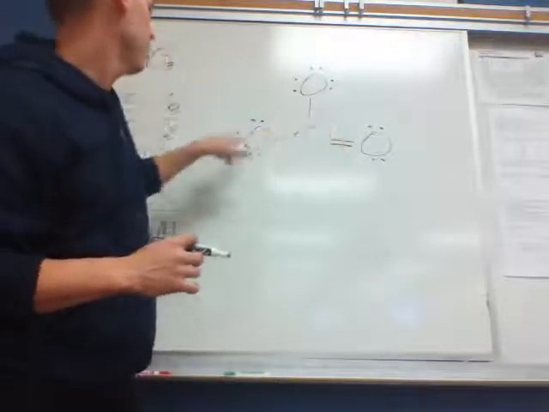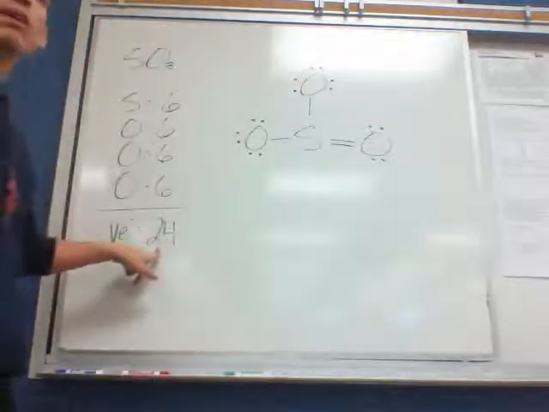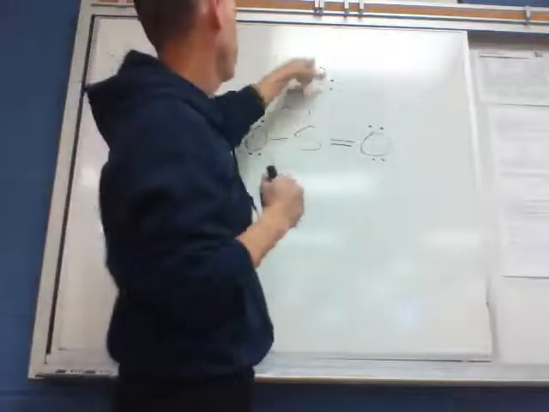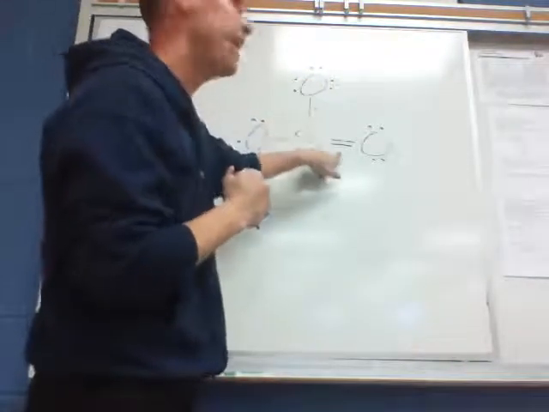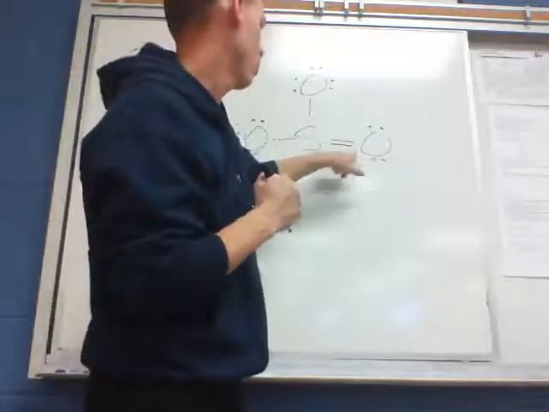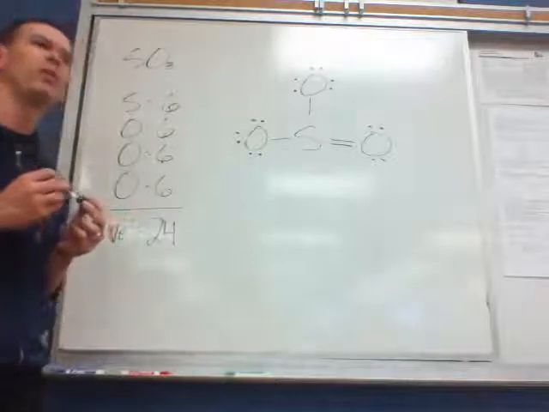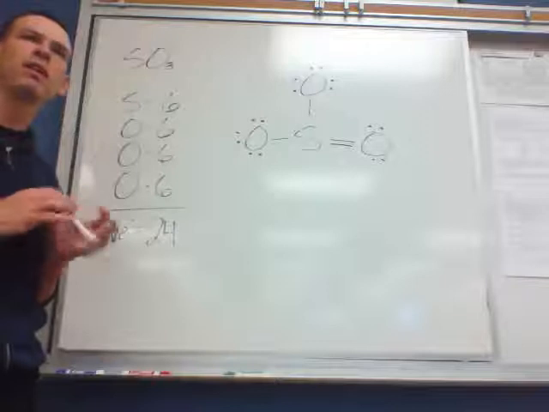2, 4, 6, 8, 10, 12, 14, 16, 18, 20, 22, 24 total dots. Hooray. This oxygen has 2, 4, 6, 8. Oxygen, 2, 4, 6, 8. Sulfur, watch. 2, 4, 6, 8. Oxygen, 2, 4, 6, 8. Do you see it? Everybody's stable. Everybody's beautiful. Especially me.